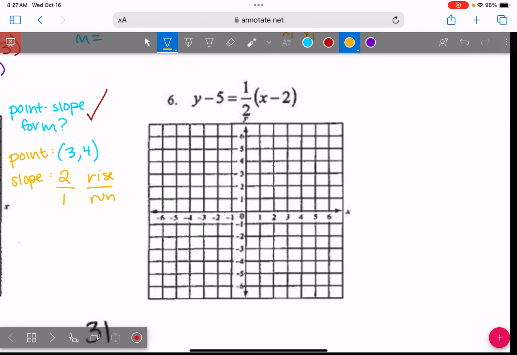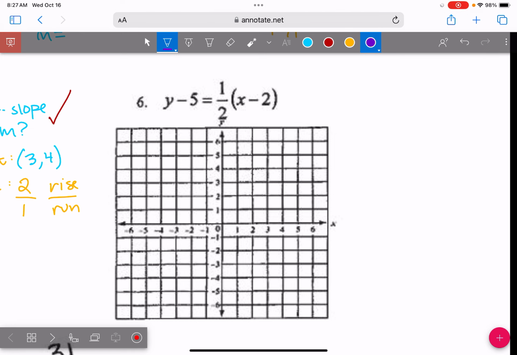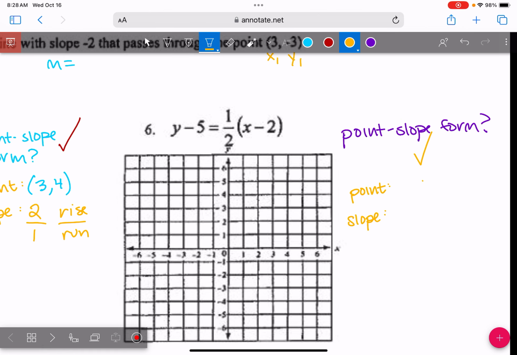Come over to 6. So my first step was always to check to see if I am in point-slope form. Look at this. I compare it to my formula. Yes, we are in point-slope form. So I'm going to move forward. I'm going to find a point and a slope, the two most important things I can gather from this equation. So again, I think back to my formula. I had y minus y1 equals m times x minus x1.